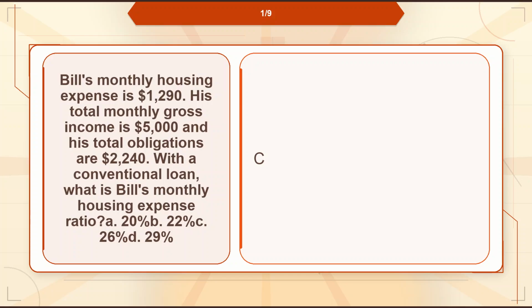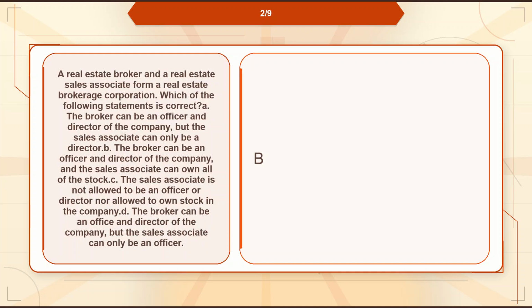Flashcard 1. Term: Bill's monthly housing expense is $1,290. His total monthly gross income is $5,000 and his total obligations are $2,240. With a conventional loan, what is Bill's monthly housing expense ratio? A. 20%, B. 22%, C. 26%, D. 29%. Definition: C.